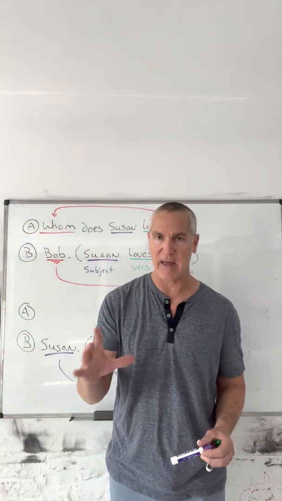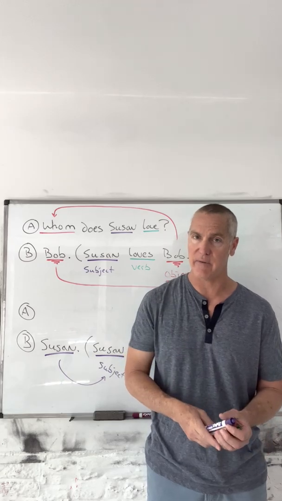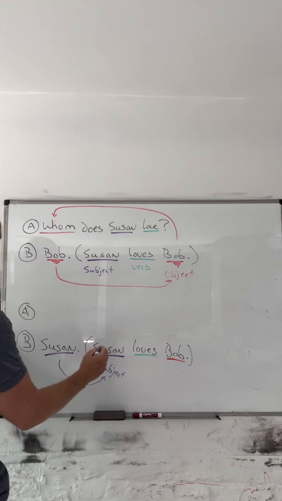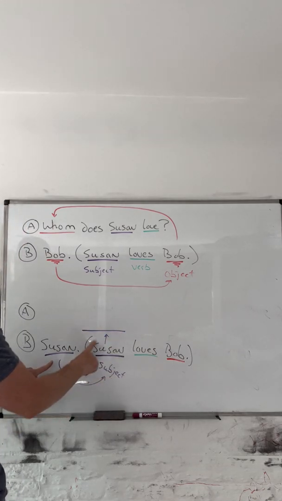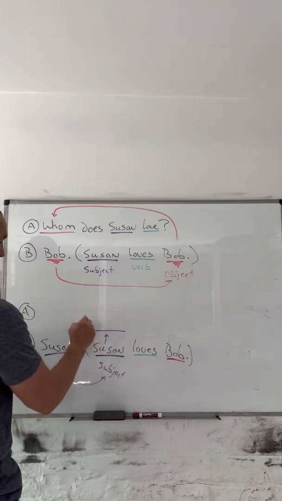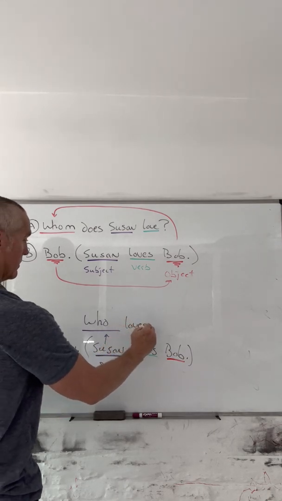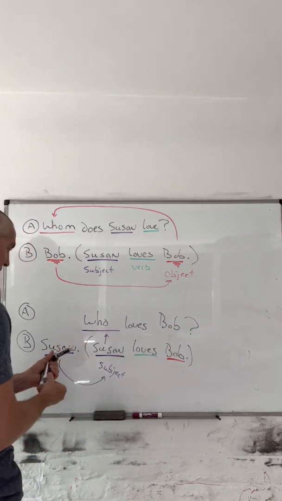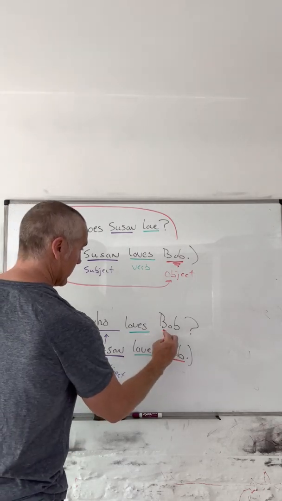That's where we have that exceptional question with no auxiliary verb. And that is this. So right here now, this is going to be the information that we want. It's located in the subject position. And so the question is simply this. Who loves Bob? Who loves Bob? And again, there's the verb, same thing. And there's the object right there, Bob.